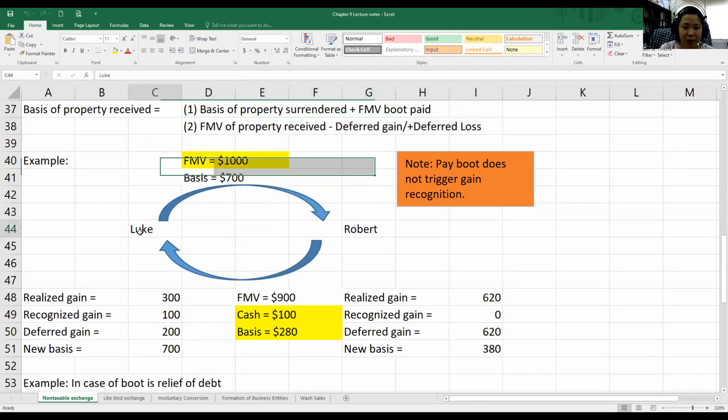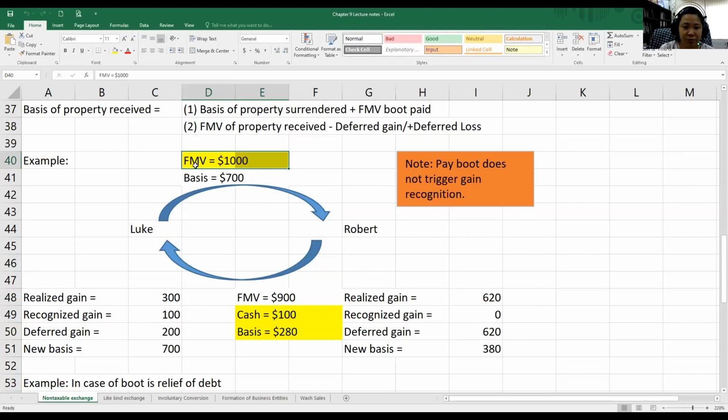For example, Luke and Robert are exchanging properties. Luke exchanged the property that has a fair market value of 1,000 and basis of 700 for Robert's property, which has a basis of 280, and Robert also gives cash of 100, and the fair market value of Robert's asset is 900.